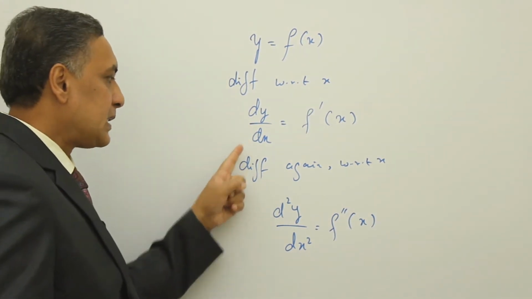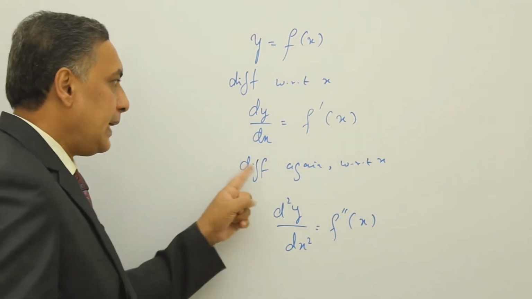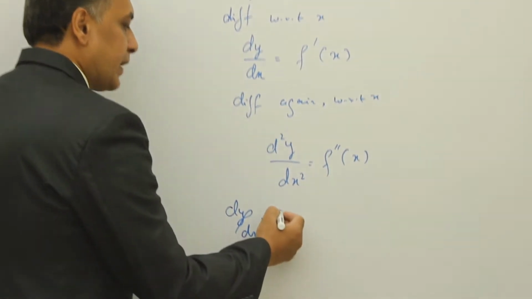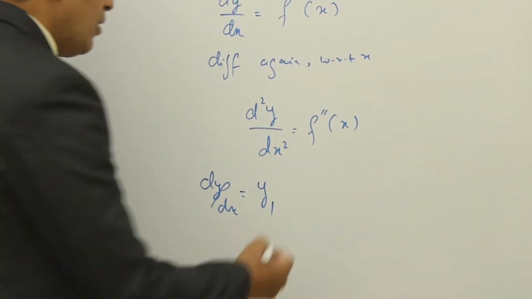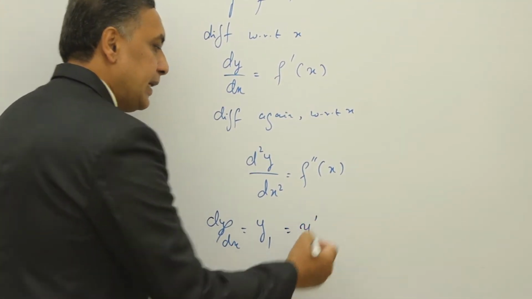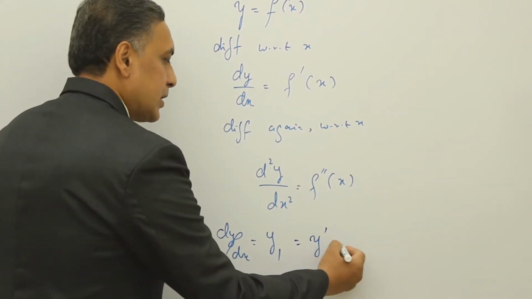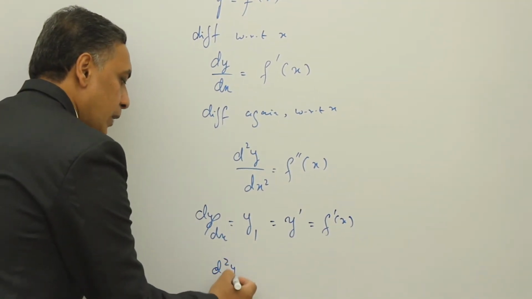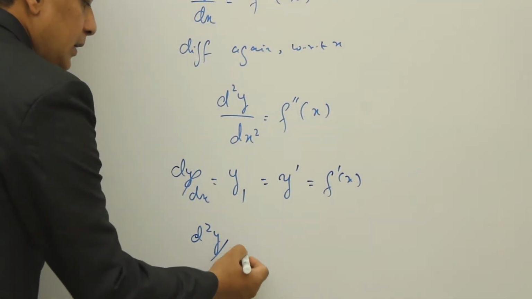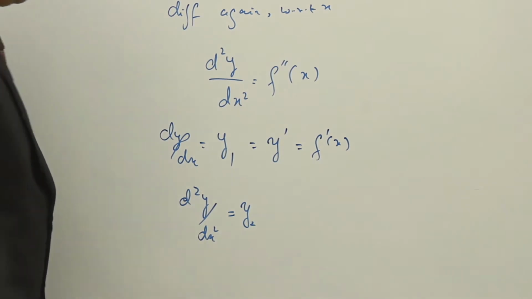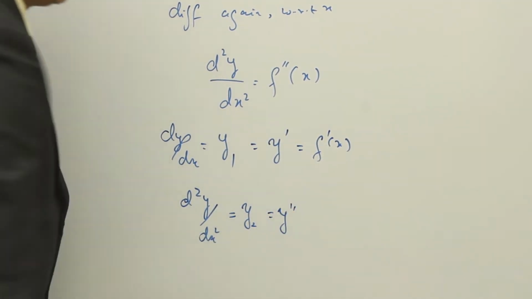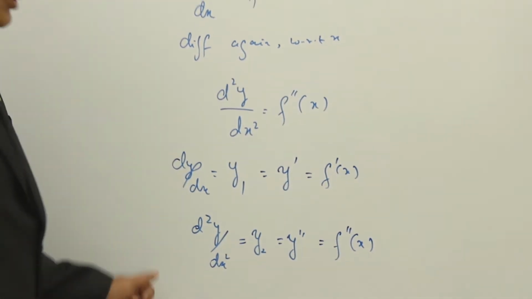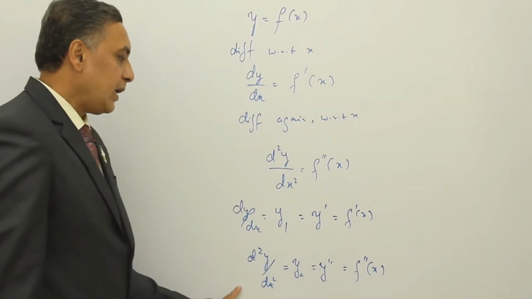The dy by dx or d square y by dx square, they have other short forms. So the short forms of dy by dx, instead of writing like this, you can write it as y1, or you can also write it as y dash, or this also can be written as f dash of x. Similarly, you have d square y by dx square equal to y2, or this is represented as y double dash, or this is represented as f double dash of x. You can choose any of the conventions. This is the conventional way, these are the short forms.